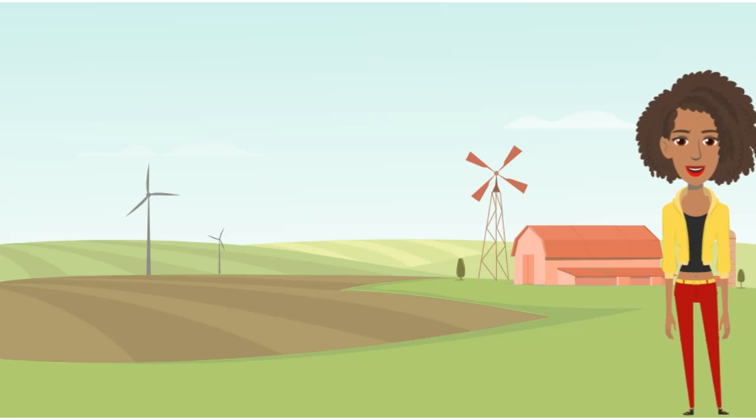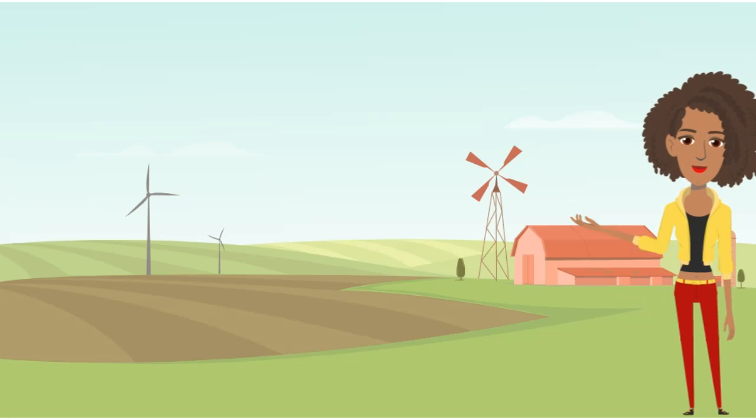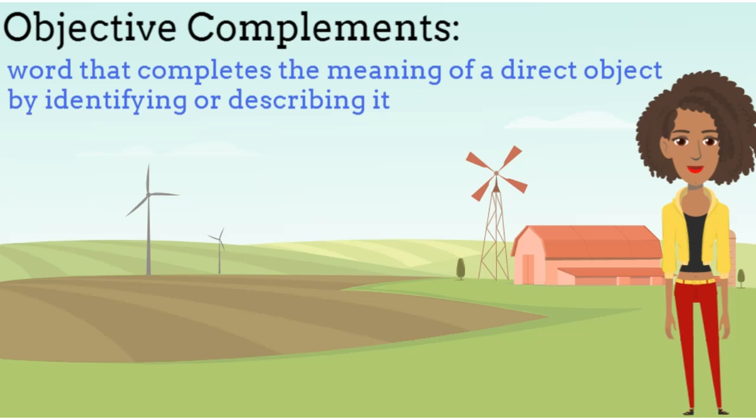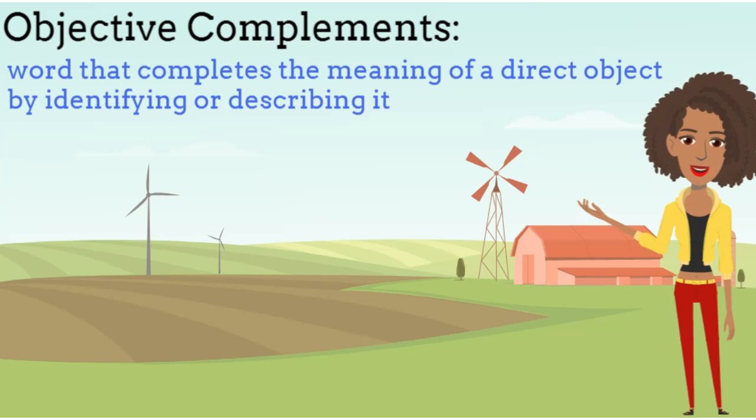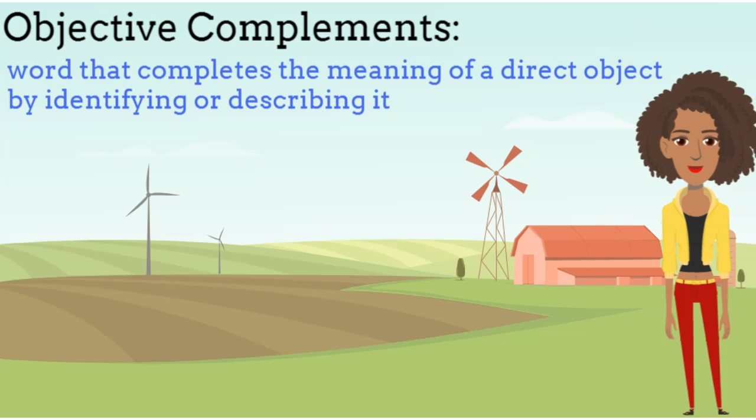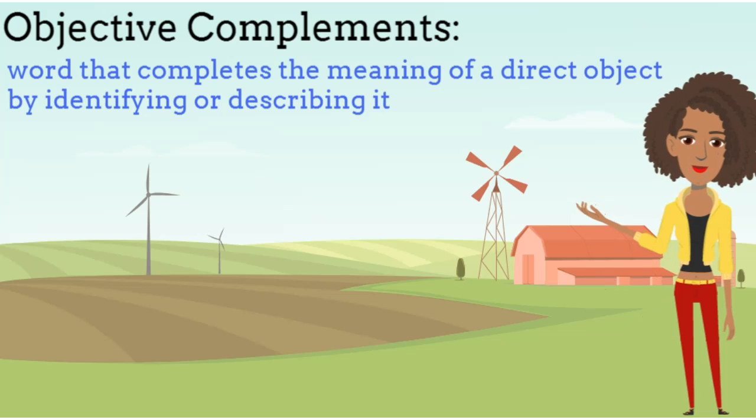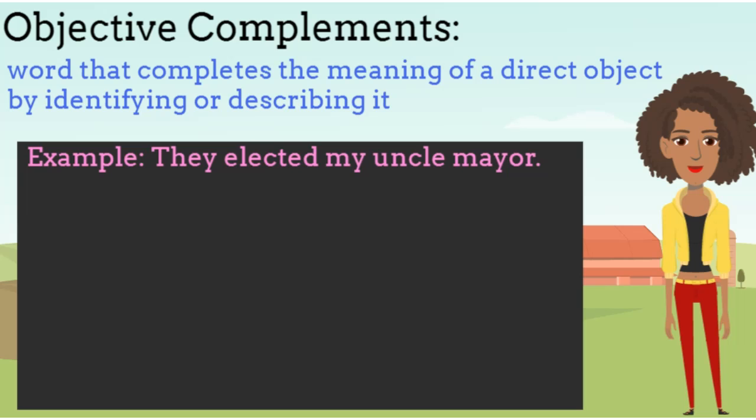Well, we're moving on to our last 2 functions of nouns. Objective complements. Objective complements are words that complete the meaning of a direct object by identifying or describing it. As we can see from the definition, in order for the sentence to have an objective complement, it also has to have a direct object. Let's take a look at an example.